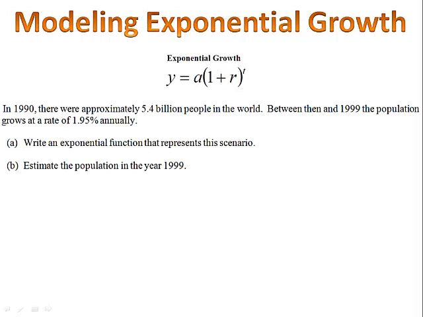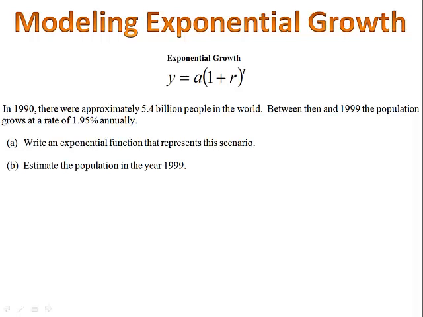In our final example, we have the population of the world in 1990, approximately 5.4 billion people. Between then and 1999, the population grew at a rate of approximately 1.95% annually. What's the first thing you saw? That's right, 1.95%. Because it's growing at a percentage, it's exponential growth. They want us to write a function and estimate the population in the year 1999.